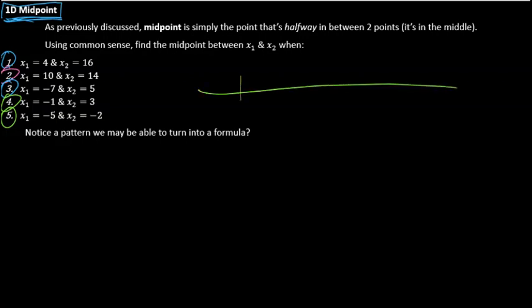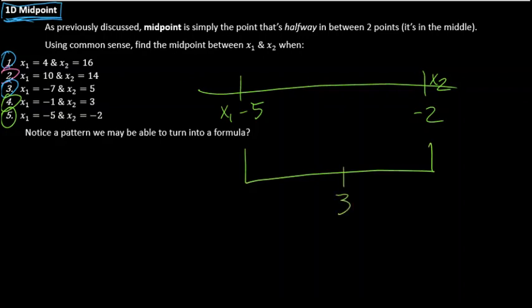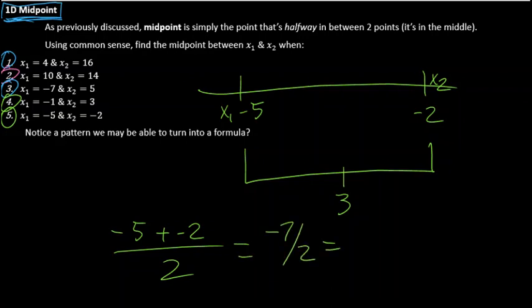So we've got x1 is negative 5 and x2 is negative 2. These two are only a distance of 3 apart. So let's go ahead and try our little formula again. Negative 5 plus negative 2, over 2, gives me negative 7 over 2. And if I wanted a mixed number, which I do, it gives me an idea of where I'm at. So negative 3.5.